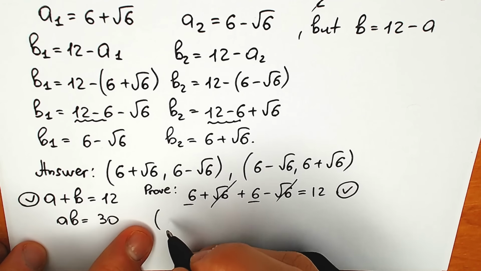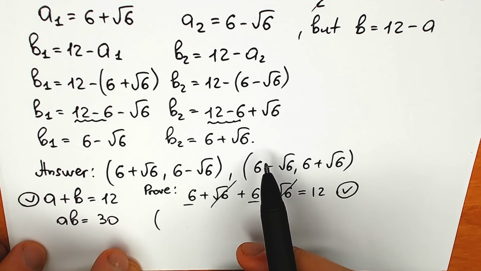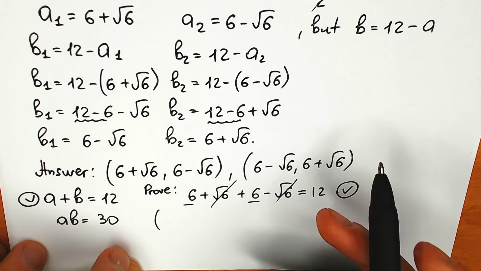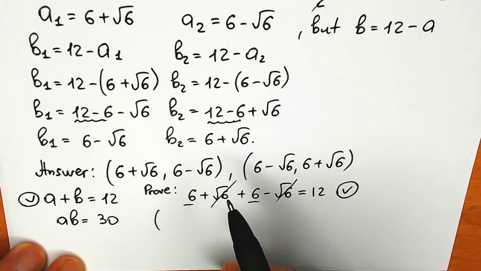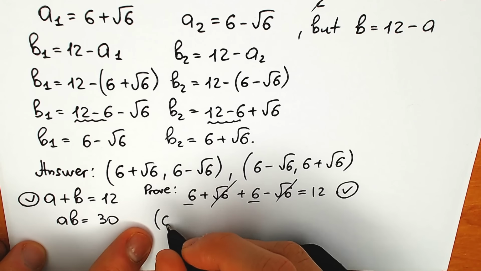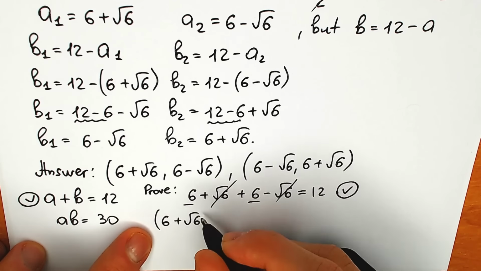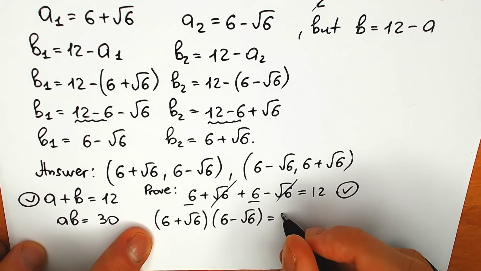So that's why we're gonna multiply, and with the same logic, we don't need to multiply both. We don't need to check both of these pairs. We can easily check only one of these, because a times b equal to b times a. So that's why we don't need to check both of these pairs. So 6 plus square root of 6 times 6 minus square root of 6 equal to 30.